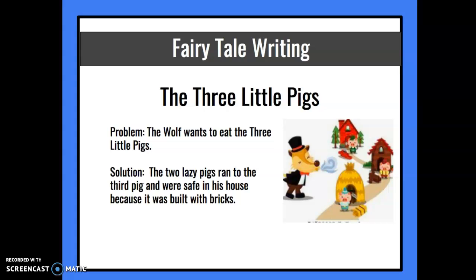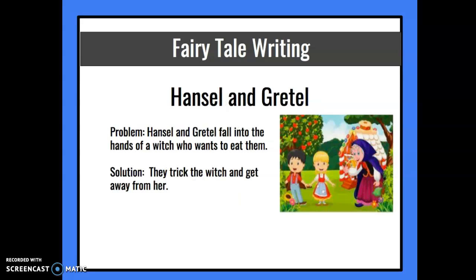In The Three Little Pigs, the problem is that the wolf wants to eat the three little pigs. The solution is that the two lazy pigs ran to the third pig and were safe in his house because it was built with bricks. And in Hansel and Gretel, the problem was that Hansel and Gretel fall into the hands of a witch who wants to eat them. And the solution was that at the end they trick the witch and get away from her.